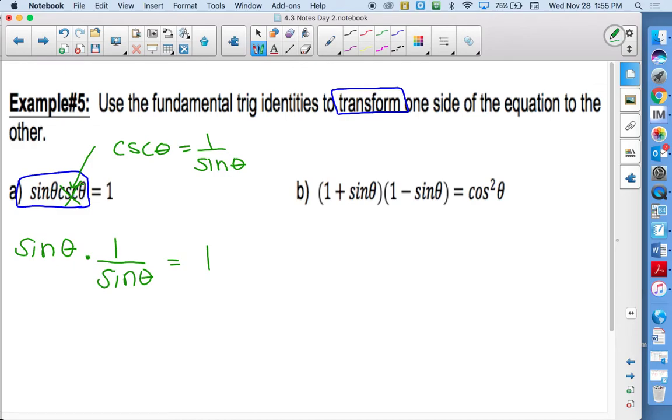Sabrina, what happens then since we use substitution? The 2 sines cancel. We're just left with the 1. Right, the 2 sines now cancel. So we changed the way the problem looked by taking out a piece and replacing it with something else. And now the 2 sines cancel, and we end up with 1 equals 1.